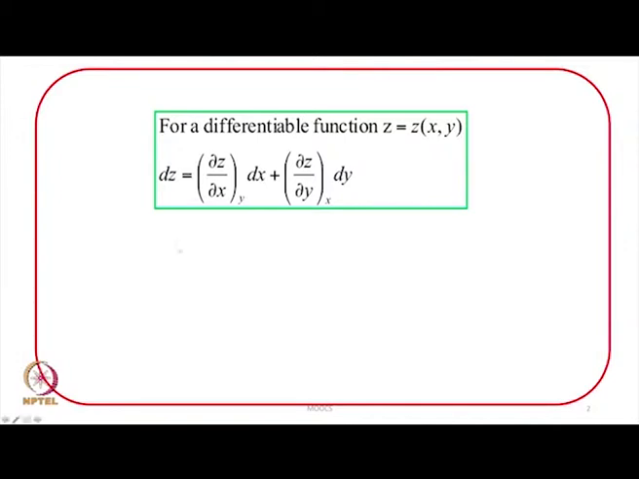This relation we have been using so far: if z is a function of x and y, then any variation in z, that is the differentiable function z, dz is equal to ∂z/∂x at constant y dx plus ∂z/∂y at constant x dy. This we have been using.